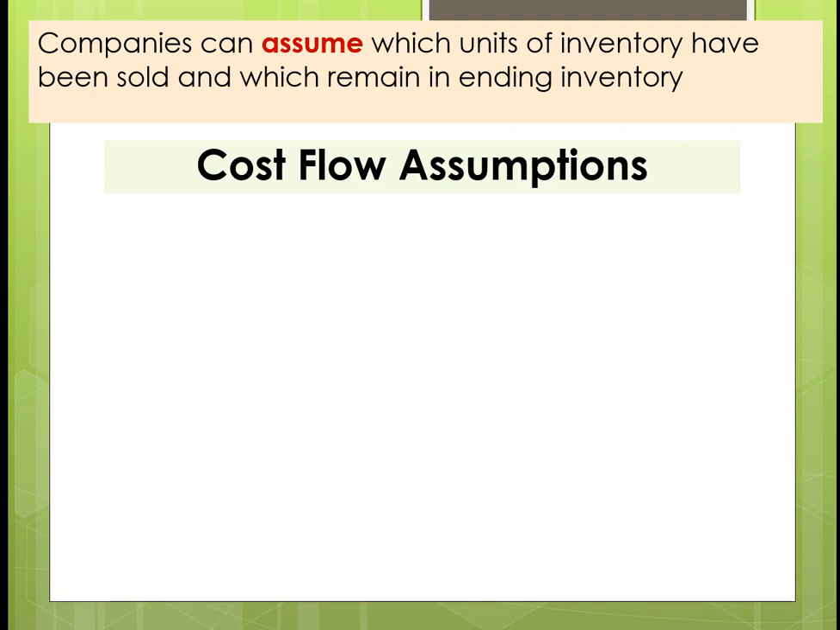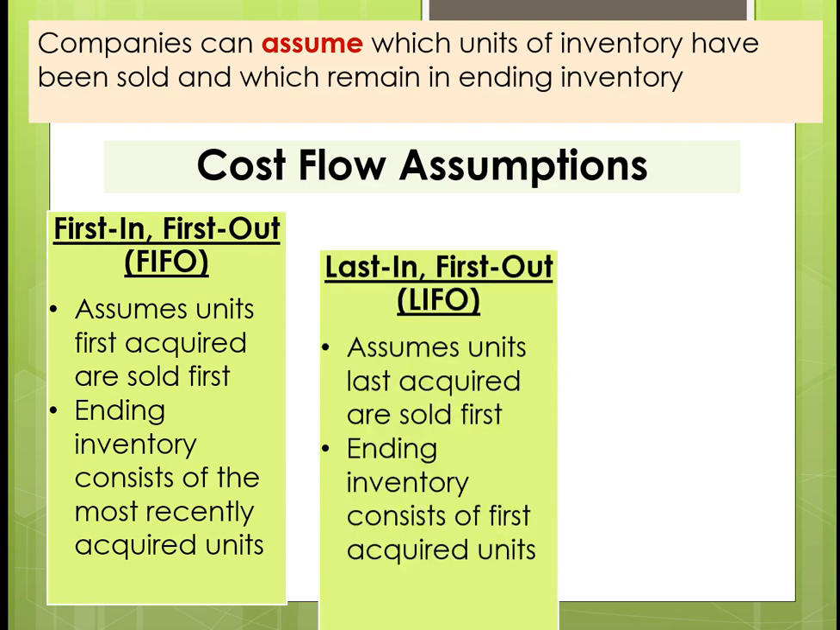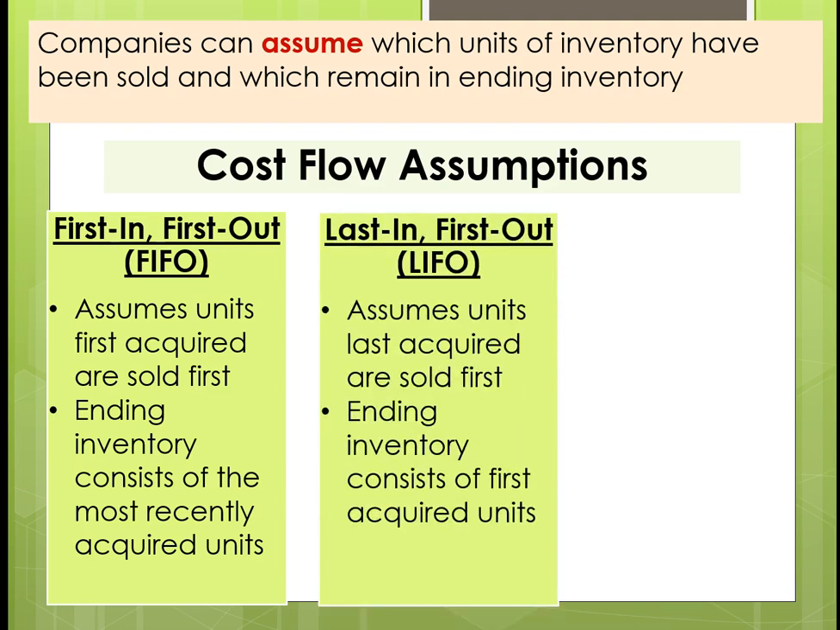Now let's look at some cost flow assumptions. These assume that all the units are the same, but what we're going to do is focus on the cost. The first one we have is called FIFO, first in, first out, and it assumes the units first acquired are sold, which means the costs associated with the first units are the first costs transferred out, and ending inventory consists of the most recently acquired units. LIFO, which is last in, first out, assumes the opposite. It assumes units last acquired are sold first. Ending inventory consists of first acquired units.